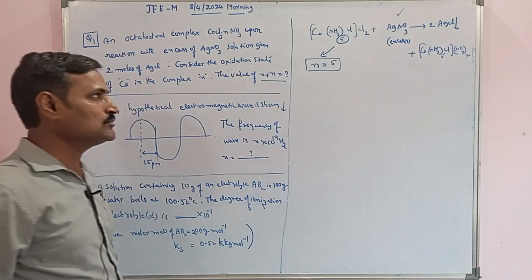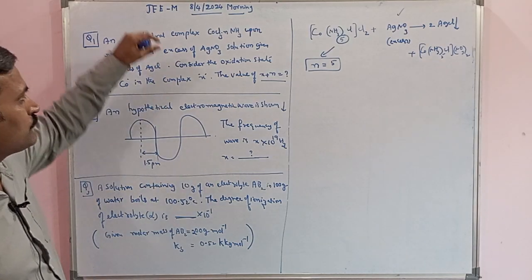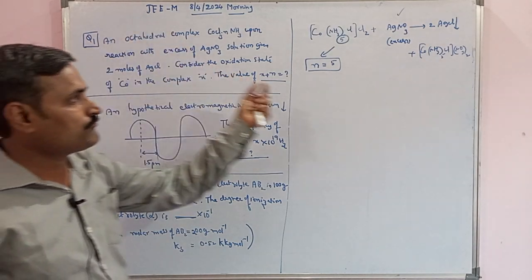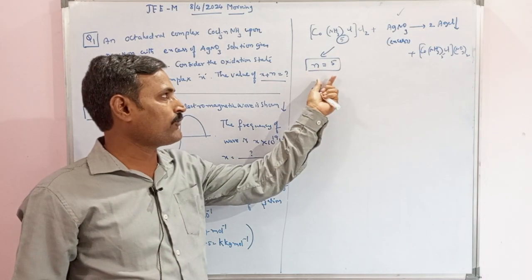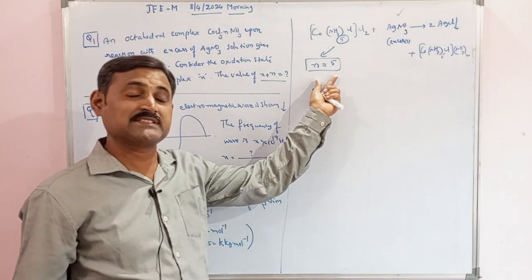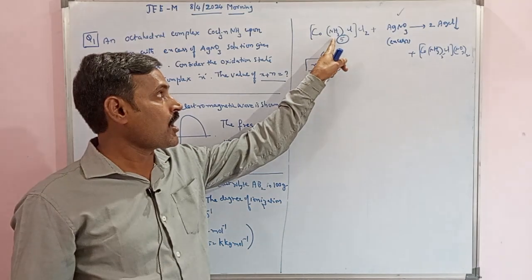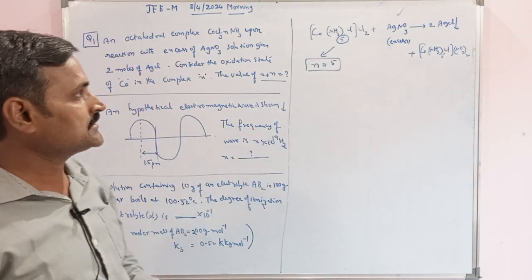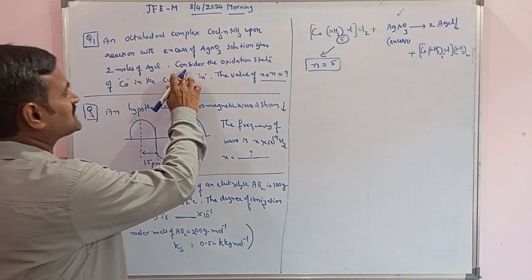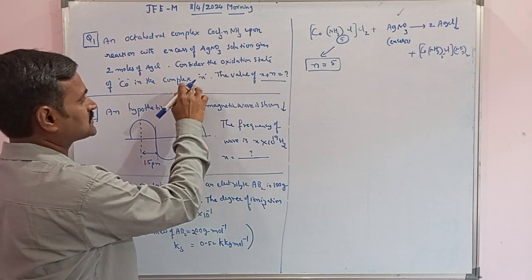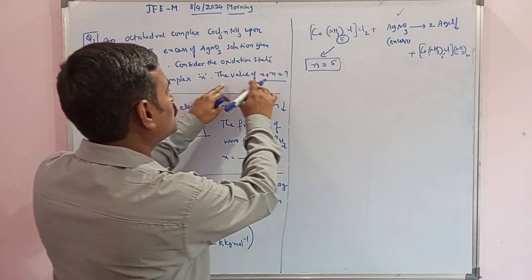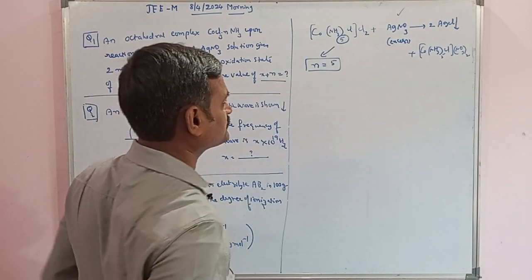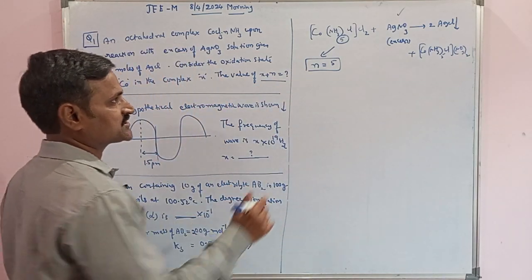Now what is the N value? Out of the coordination number 6, 5 secondary valencies are satisfied by ammonia ligands and 1 is satisfied by chloride. Okay, now let us see the question. Consider the oxidation state of cobalt in this complex is X, then the value of X plus N is how much? We are very clear about this.